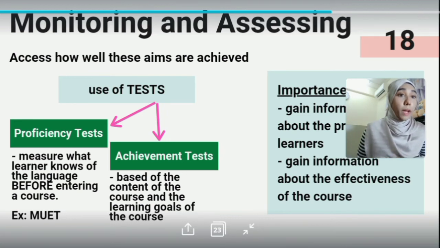For example, MUAT. I can relate this when I took LSP during the previous semester. The first thing that the lecturer would ask before we start the course is, what is your MUAT result? So she will ask our proficiency test result to measure what we know about the language. It can be Band 3, Band 4, and Band 5, which is why MUAT is considered a proficiency test. Moving on is achievement test. Achievement test is what we always do, such as SPM, end year, USM examinations, and all that.